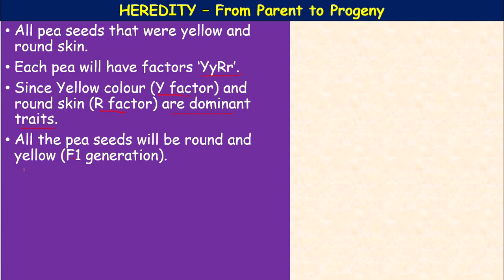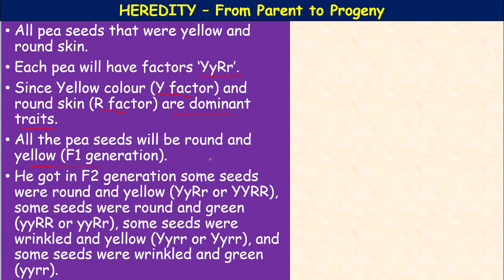The first filial generation, all are round and yellow. Why? Because capital R and capital Y are dominant alleles, dominant factors. We got in F2 generation some seeds that were round and yellow, that is capital Y, capital R, small r, or capital Y, and capital R.